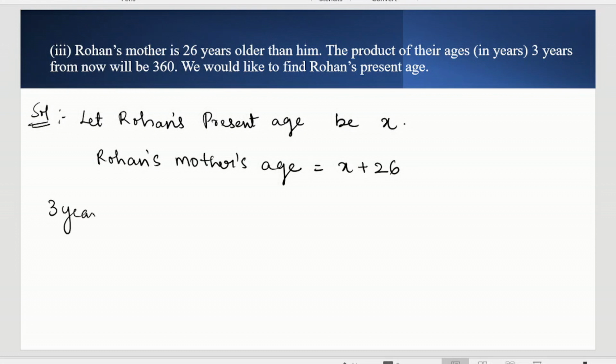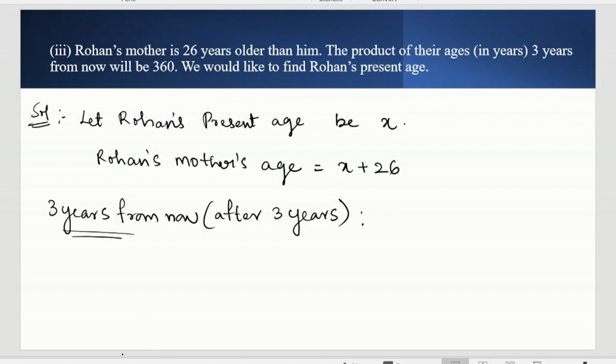So 3 years from now. 3 years from now will be after 3 years. Okay. So after 3 years, what will be Rohan's age? Rohan's age will be x plus 3, right? This is the present age and you will be adding 3 years.